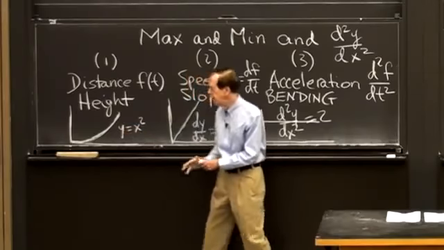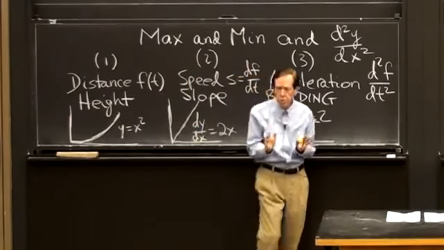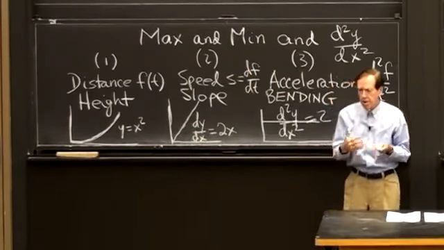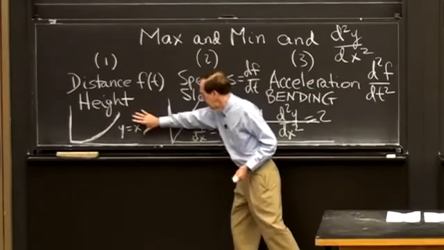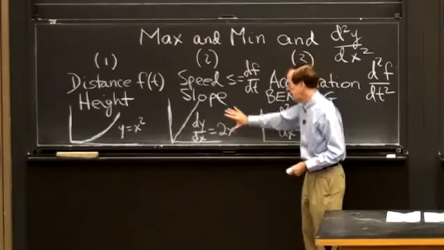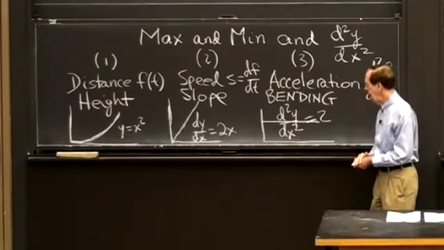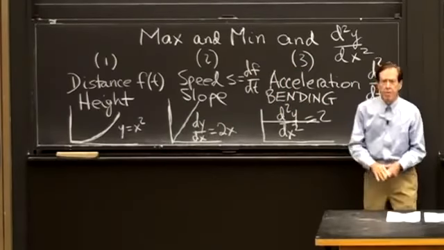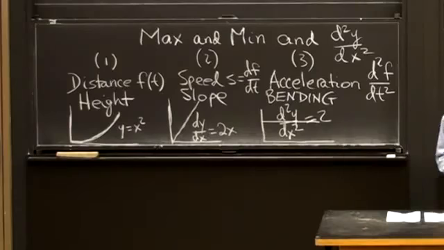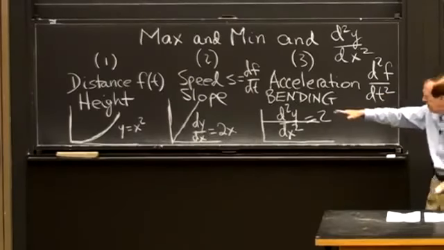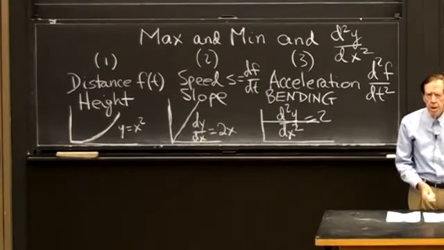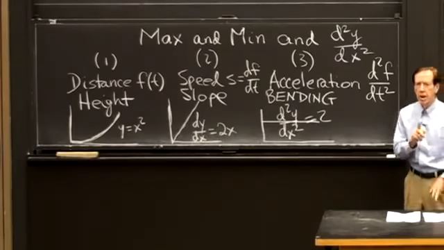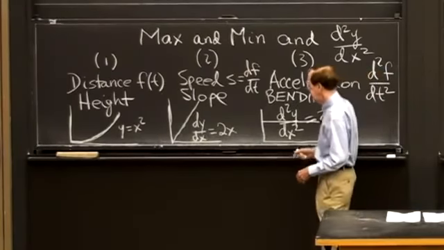So in this simple case, we connect these 3 descriptions of our function. It's positive, its slope is positive, and its second derivative, bending, is positive. And that gives us a function that goes like that. Now, let me go to a different function.